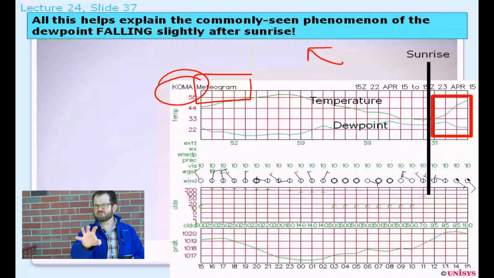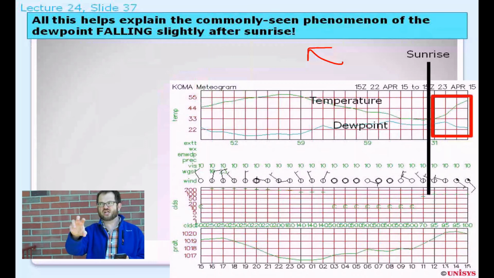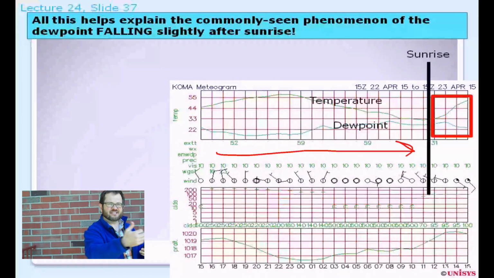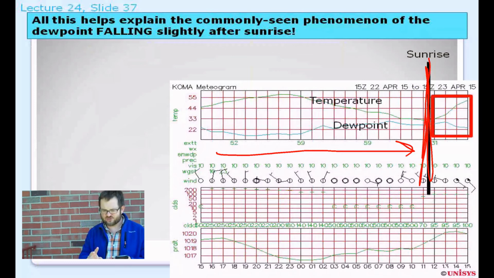If you're not familiar with the word meteogram, it's just a graph of meteorological data with respect to time. In this case, this is a 24-hour plot with times in the past farther to the left and farther to the right is the present. And I highlighted on there the time that corresponds to sunrise on this diagram. In case you're not familiar with how to read them, that's no problem.